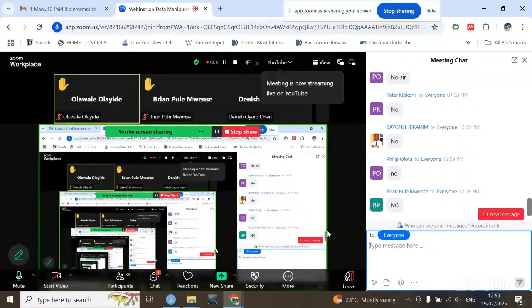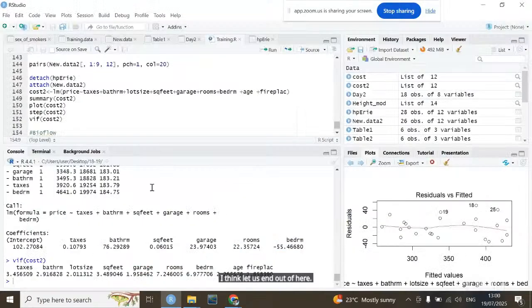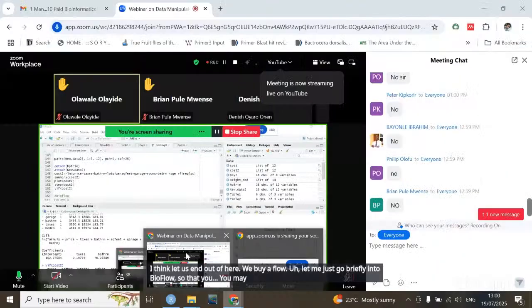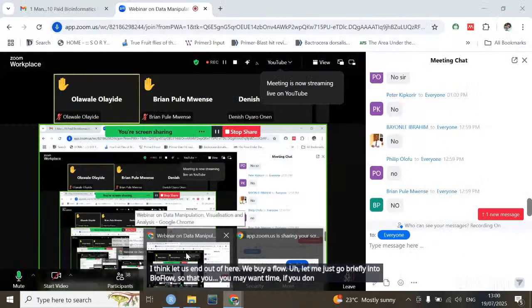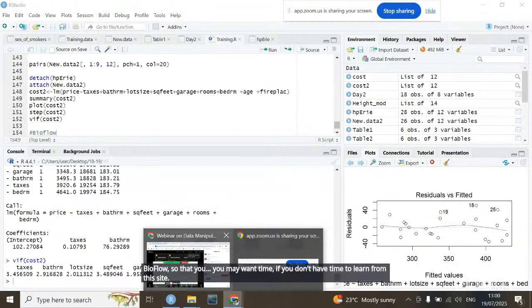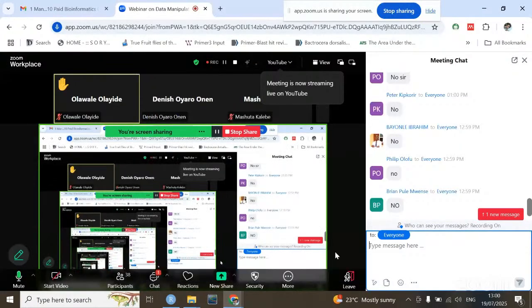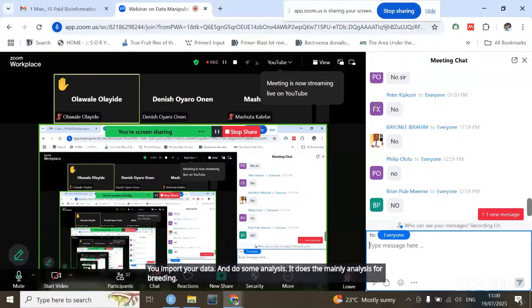With bioflow, I think let us end the R here. With bioflow, let me just go briefly into bioflow so that one time, if you don't have time to learn from this site, you just need to import your data. You import your data and do some analysis. It does mainly analysis for breeding. Oh, someone has raised hands.